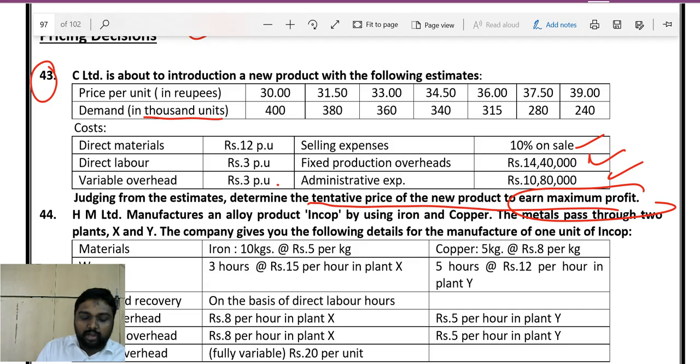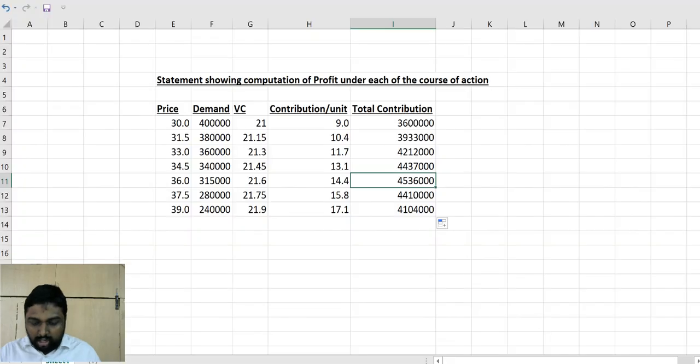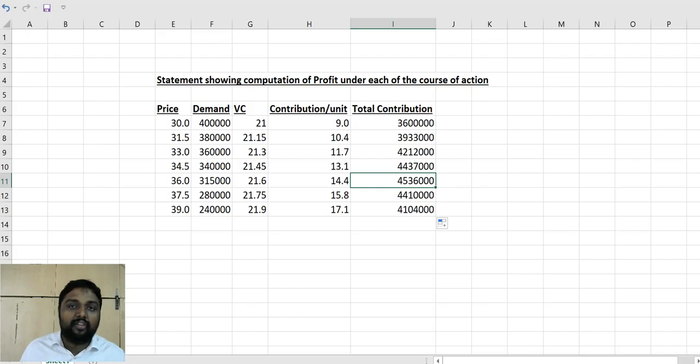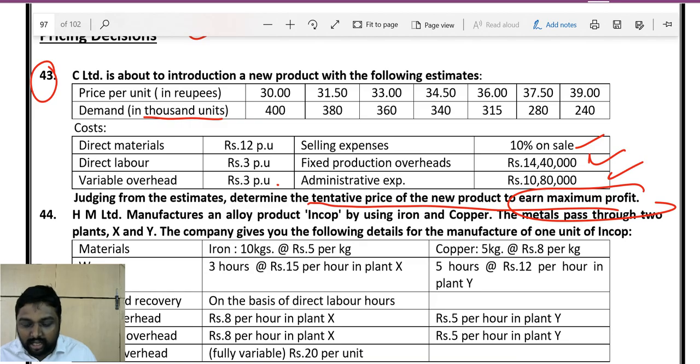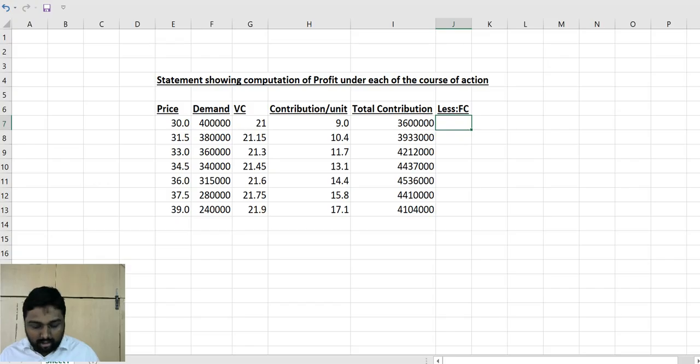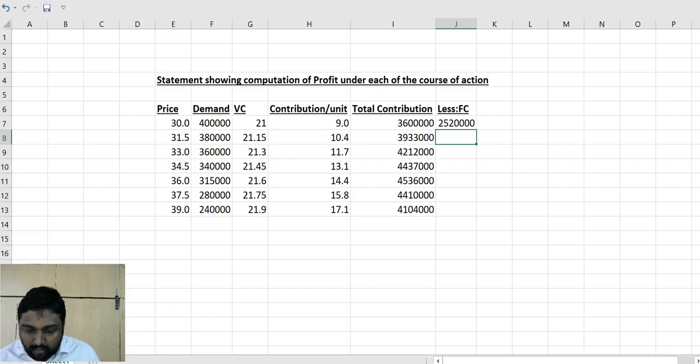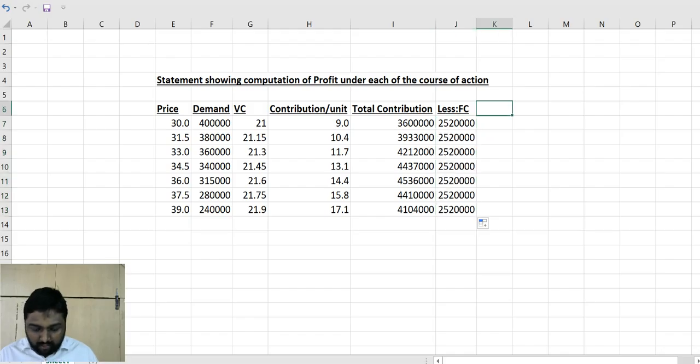In this situation, we are getting the highest contribution under what? 36. The price we are going to fix is what? 36. If you want, you can find it that way also. Less fixed cost, you can find out, but the decision will not change. You will have 25 lakh 20,000 as the fixed cost. So your profit will be what? Balancing figure, this minus this. Your answer will not change.